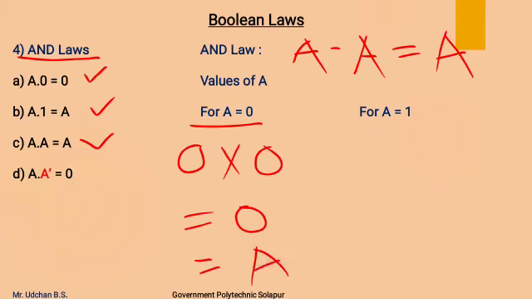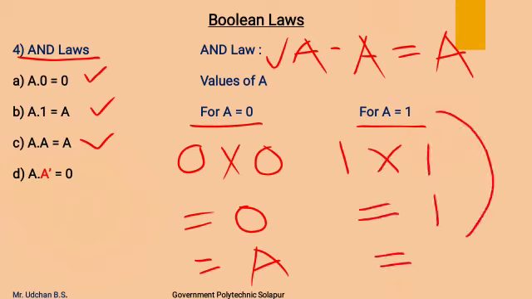Again for the value of a as 1, we will put the value of a in this equation, that is 1 into 1 will give you 1, which is nothing but the value of a. So for a into a, you will always get output as a.